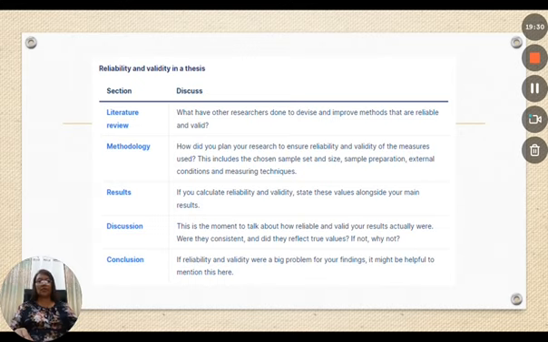In the discussion, this is the moment to talk about how reliable and valid your results actually were. Were they consistent, and did they reflect true values? If not, why not? In the conclusion, if reliability and validity were a problem for your findings, it might be helpful to mention this here.